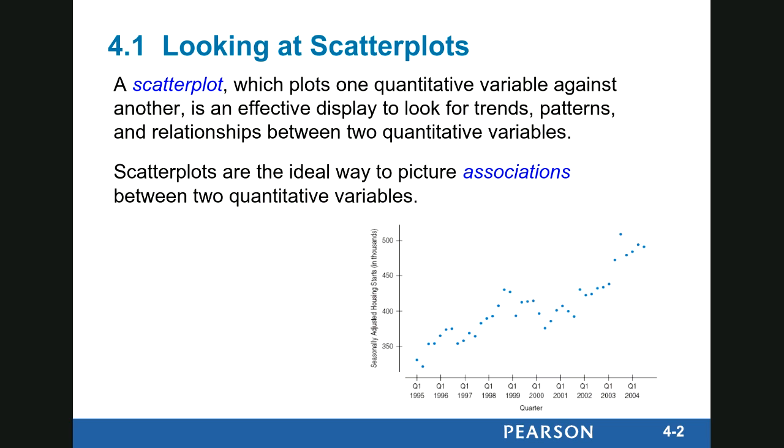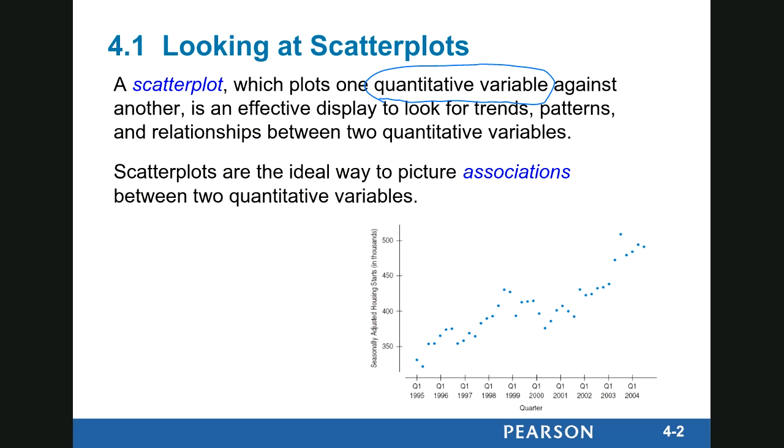So what you're looking at is a scatter plot, very basic scatter plot, right? With your X and Y values. So here, a scatter plot plots one quantitative variable against another. So I'm going to stop right there because that's important. You cannot create a scatter plot if you do not have quantitative variables. So they both have to be quantitative variables. Remember, they could be discrete or continuous, right? So this is an effective display to look for trends, patterns, relationships between the two quantitative variables.